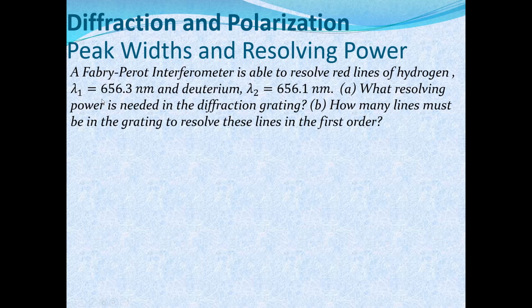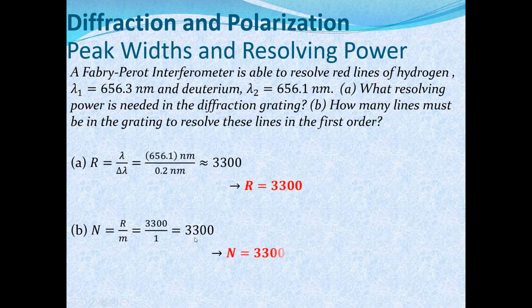So for part A, they want us to figure out the resolving power for this. So I'm going to take the difference between these, and I'm going to use this as my lower wavelength. It honestly doesn't really matter because you end up rounding the number anyway. But you end up getting roughly about 3,300 as the resolving power for the diffraction grating. Then for part B, to figure out how many lines we need to resolve it in the first order, we take this and we get 3,300 lines.